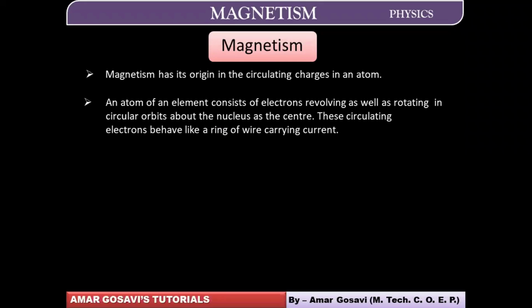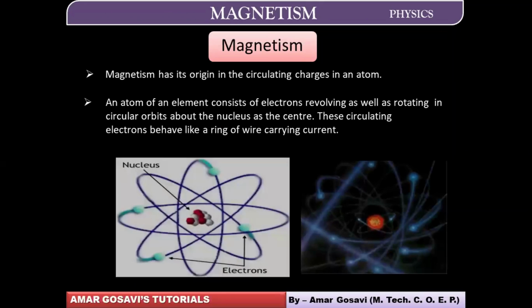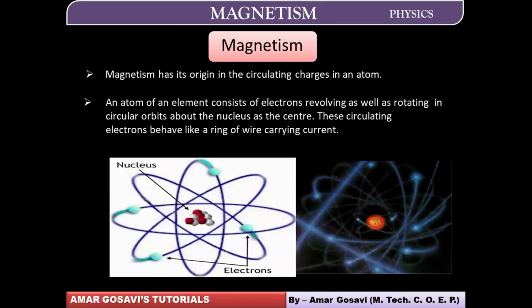Now, whenever current flows through the wire, a magnetic field is generated around it. So that's the basic cause of magnetism. Now, we are going to discuss Earth's magnetism in greater detail today.